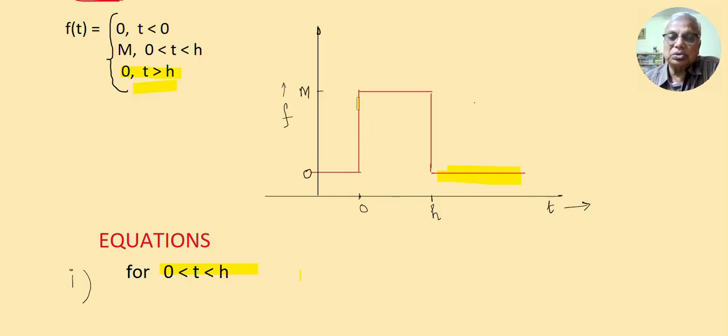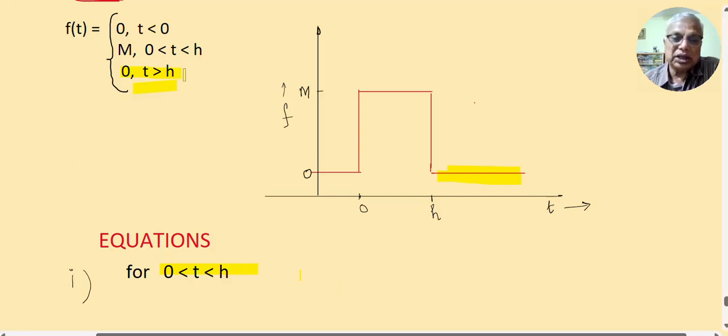From 0 to m, it has changed from 0 to m at t equal to 0. It has remained there, and at t equal to h, it has come back to the original value. So even though the value of the function is the same as the original value 0, we need an equation which will incorporate the history of this function into that value. So we'll look for that equation, and we will write what is that equation that is going to describe this function for t greater than h.